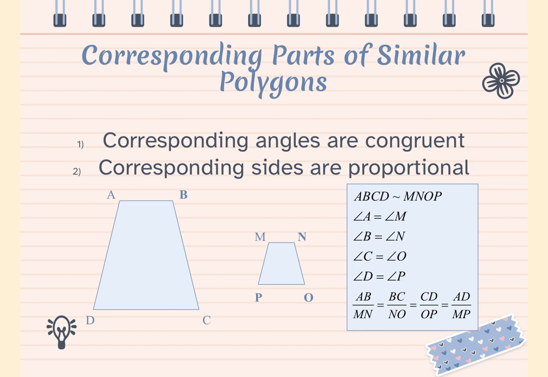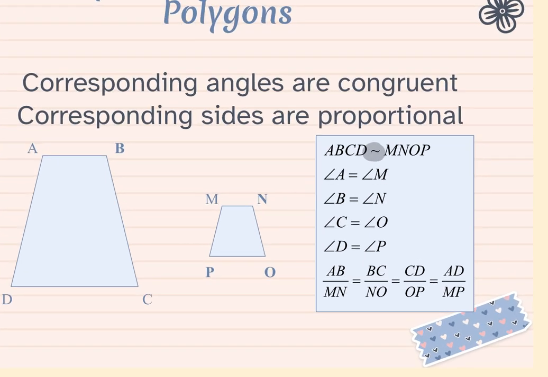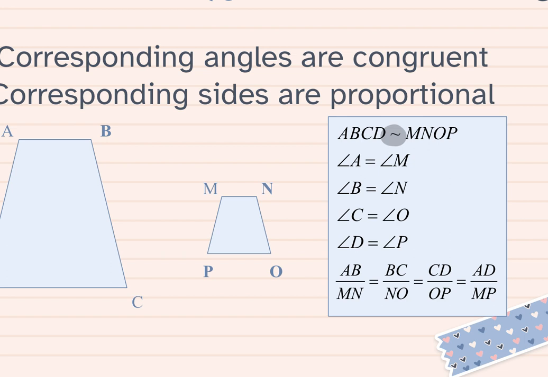So in this diagram, you can say that ABCD is similar, and this little squiggle symbol is how we write similar, so they're not equal or congruent, they are similar, to MNOP. And the order of the letters is important. The first angle mentioned, the first letter here is A, would be congruent to M. B would be congruent to N, C would be congruent to O, and D would be congruent to P. So the order of the letters is important.